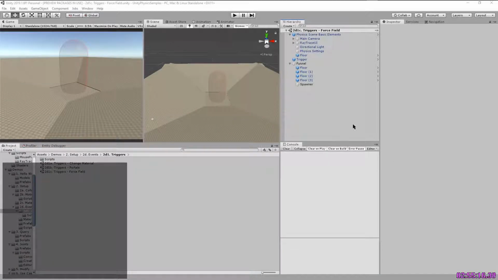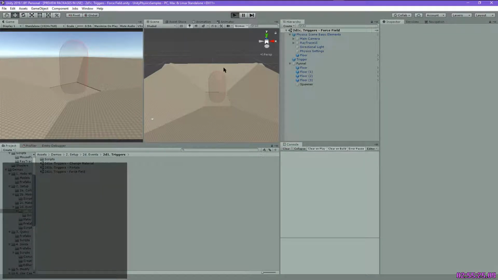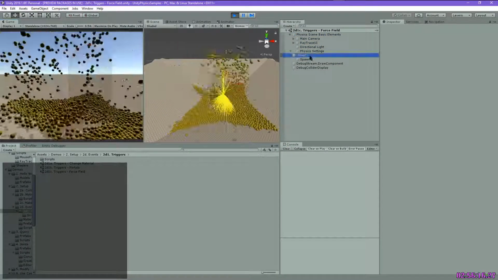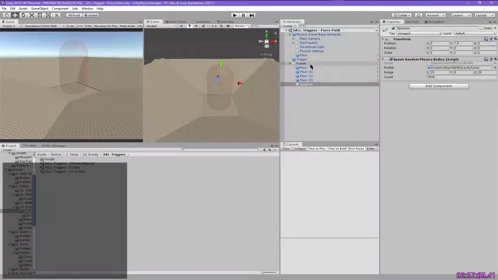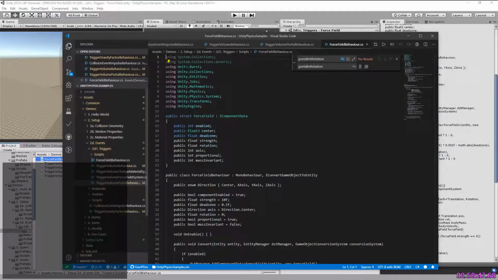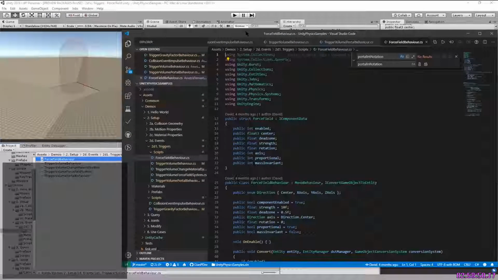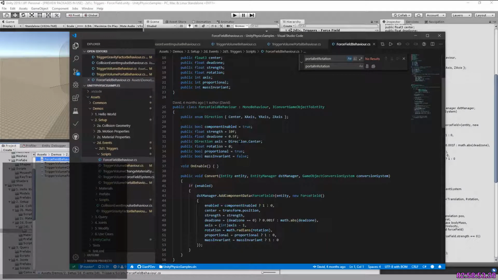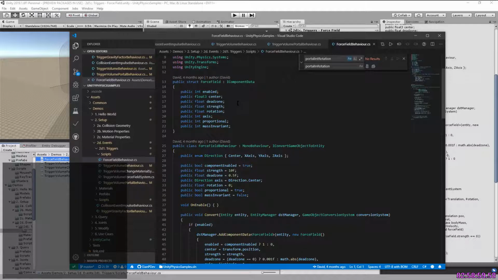Hello and welcome back. So we're moving on to the force field example. Let's see what happens when we press play. Is that a force field? Let's see what this force field's supposed to do. Force field system? No. Force field behavior.